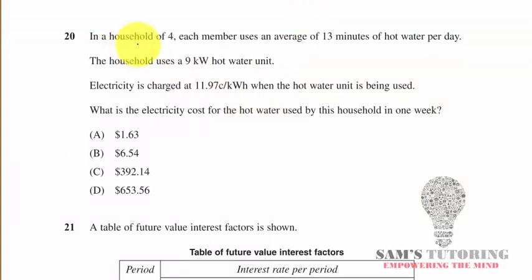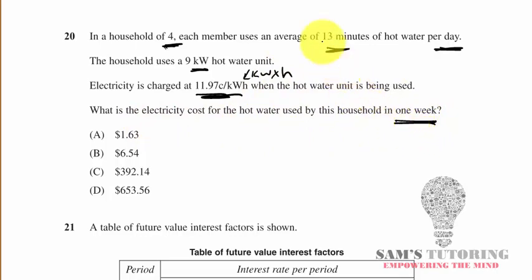Alright, in a household of 4, each member uses an average of 13 minutes of hot water per day. The household uses a 9 kilowatt hot water unit. The electricity is charged at 11.9 cents per kilowatt hour, which just means you take the kilowatts times the hours when the hot water unit is being used. What is the electricity cost of hot water in 1 week?